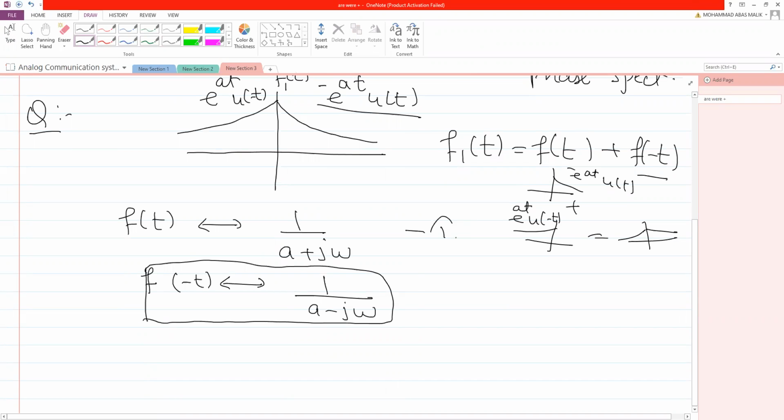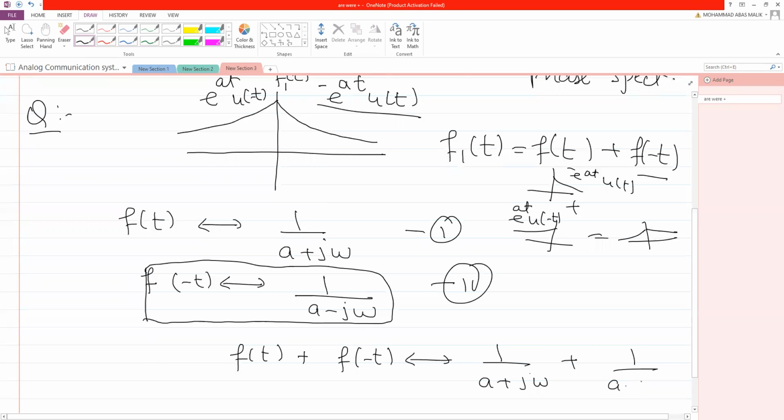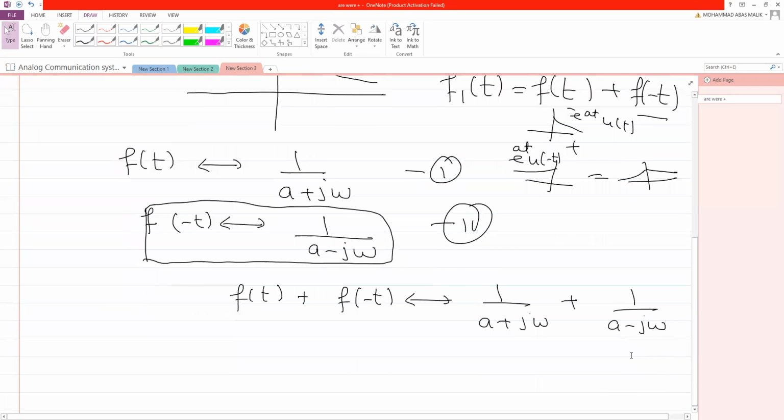Using the linearity property, you can add these two. So for f of t plus f of minus t, its Fourier transform is just the addition of these two: 1 divided by a plus j omega plus 1 divided by a minus j omega.